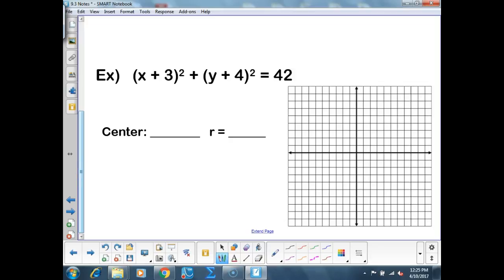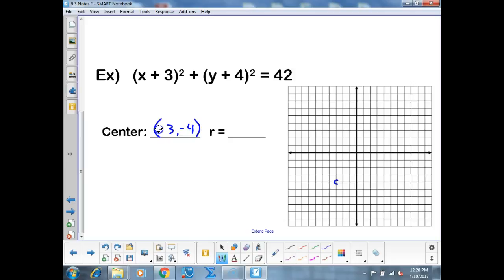Oh man! Love it. Go for it. Center! Where's the center? -3, -4. So the center is right there. Okay. Radius. I don't like approximately. So 6. No. 6.5. 6.5. Radius. 6.48.